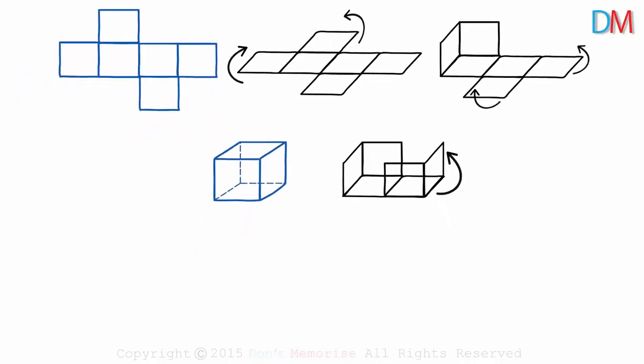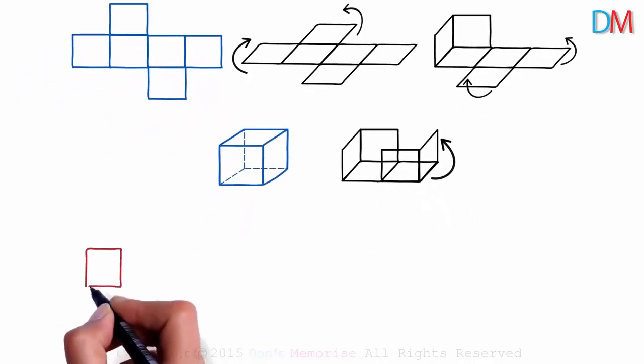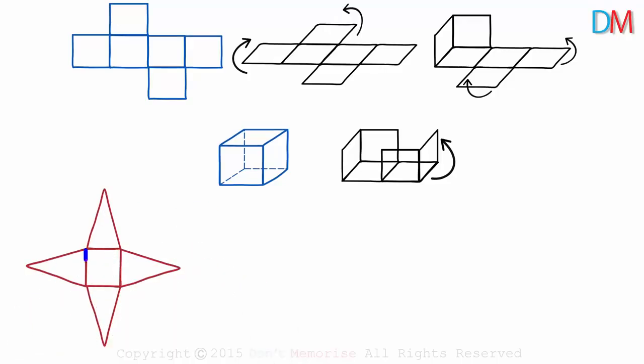Here's another simple example for you to try out. This is the net given to us. A square with 4 congruent isosceles triangles, each attached to one of its sides. What solid shape can we form out of it? Pause the video and try to draw this figure as if it's on a plane.